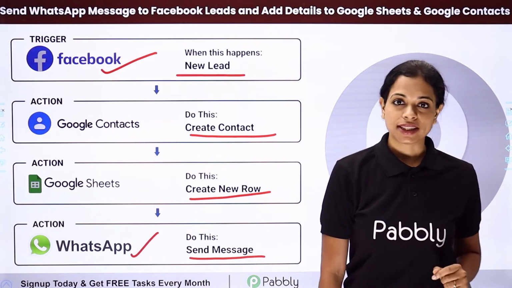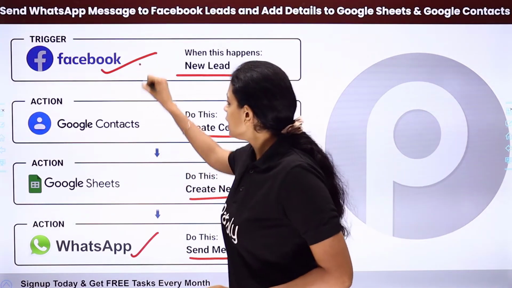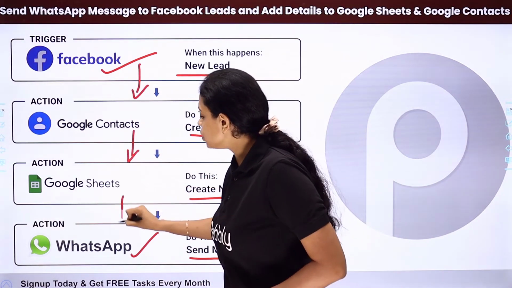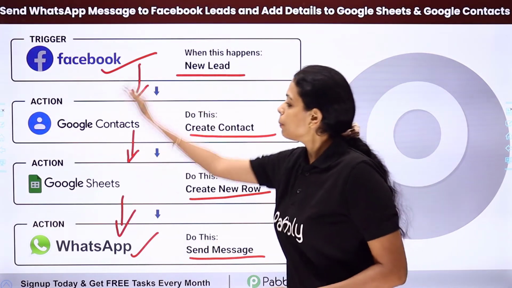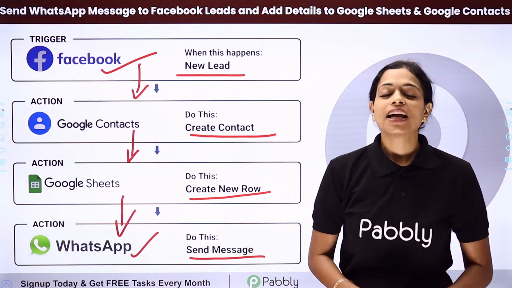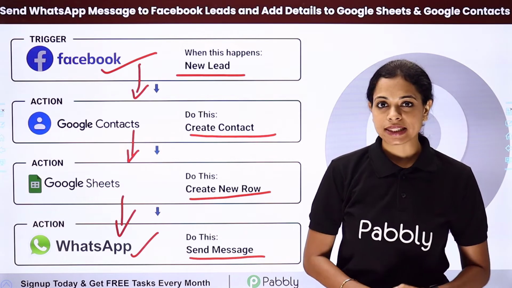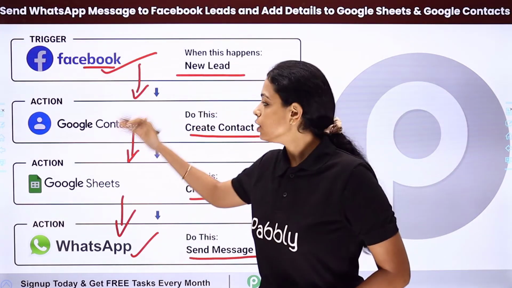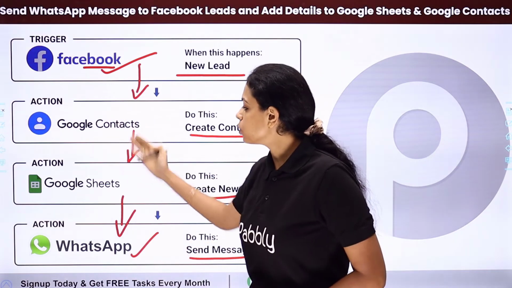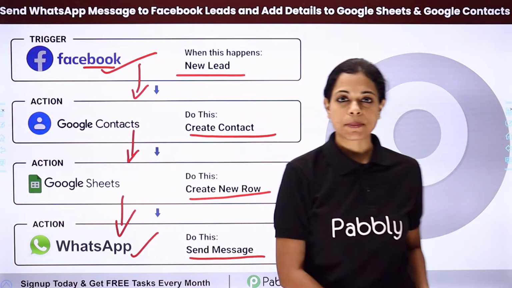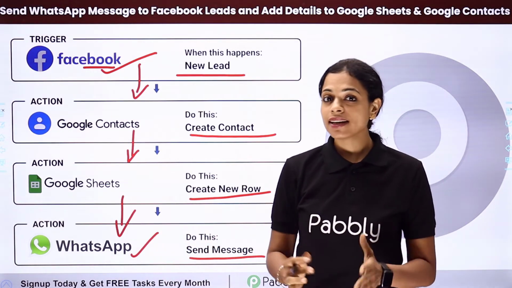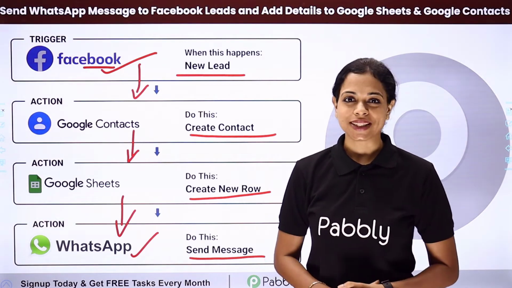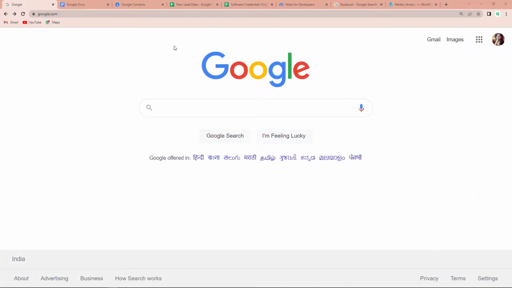Now, how would you do that? For this, you will have to integrate these applications so that this entire process can be automated. And you can do this with the help of Pabbly Connect. Here, your trigger application would be Facebook and your action applications would be Google Contacts, Google Sheets and WhatsApp. And how would you do this exactly? For this, let me take you to my screen. So let us now begin with the process.